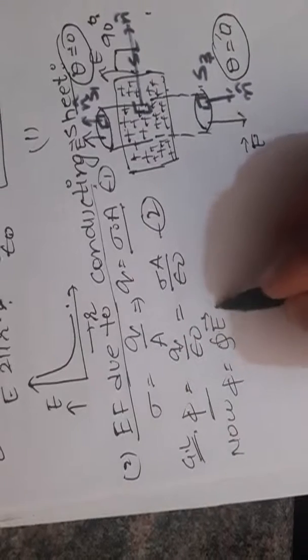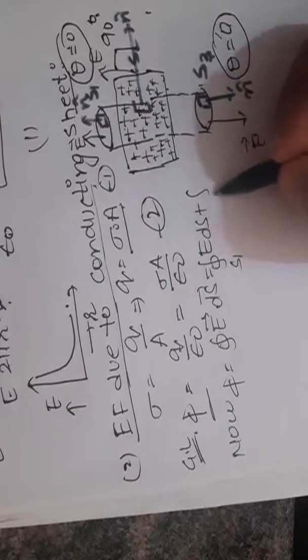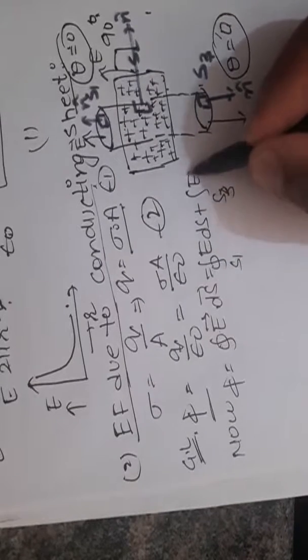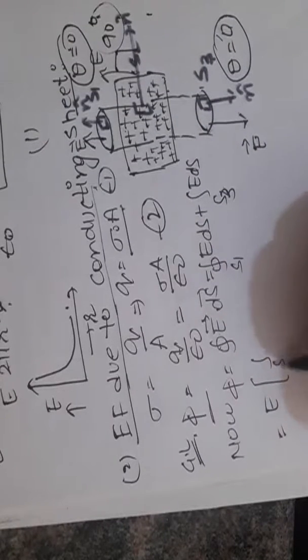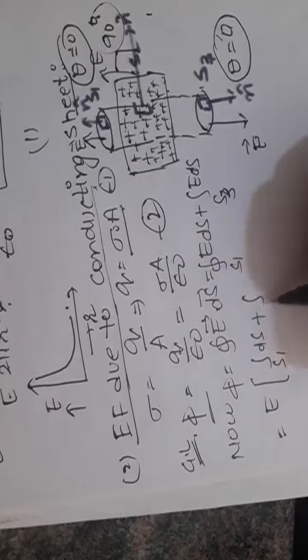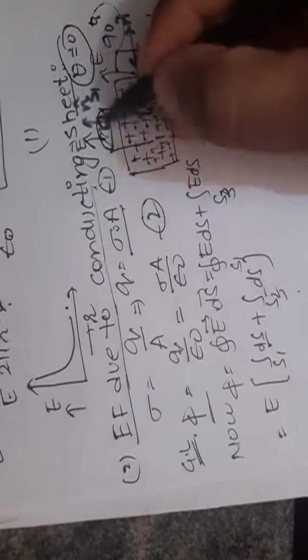We solve this. If I solve, I will get E vector dot ds vector. It means E, and I split it into two parts. One is S1 E ds, second is S3 E ds. The contribution of the second is zero, since cos 90 is zero. Take E outside, inside I get integral of ds over S1 and integral of ds over S3. So what is ds? It is the area of the Gaussian surface.